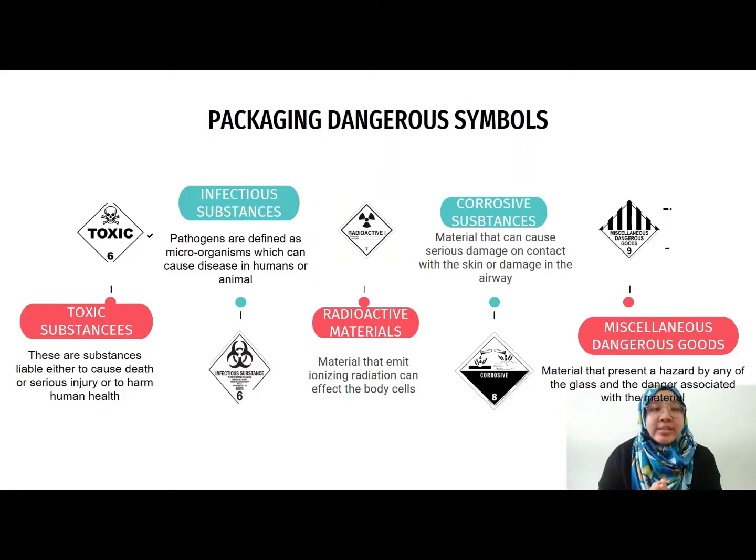Corrosive substances are materials that can cause serious damage on contact with the skin or damage the airway. For example, sulfuric acid and nitric acid. Miscellaneous dangerous goods are materials that present a hazard not covered by any of the other classes, and the danger associated with the material is usually unique to that substance. For example, dry ice.